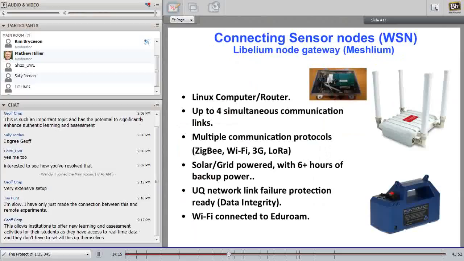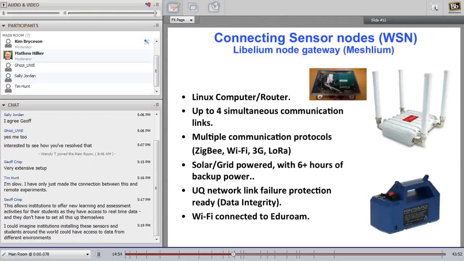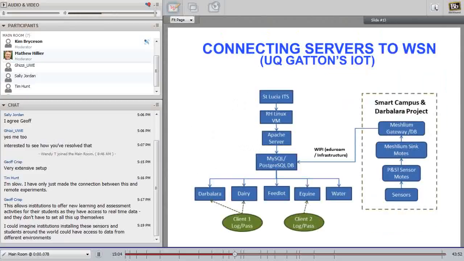How we connect this is through a Linux router. We can have up to 4 simultaneous communication links. This is the Meshlium, so you have one of these white units in amongst tens or 20s, 30s, 50s of the smart agriculture boxes. This is a lovely little piece of equipment that you then link through to the internet via this box. And we've set up systems that enable us to make sure that if power goes down on one unit for whatever reason, we can keep that going, and same with the Meshlium. That's probably not very interesting, connecting servers to UQ's system.